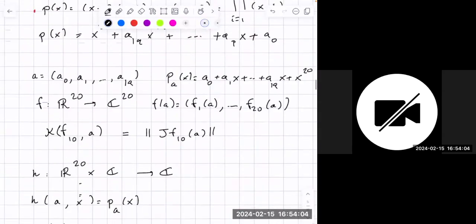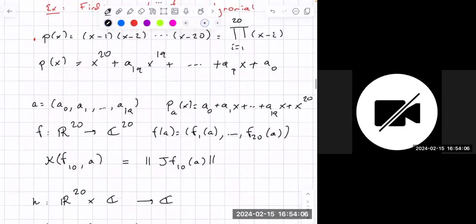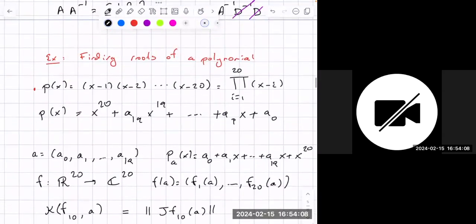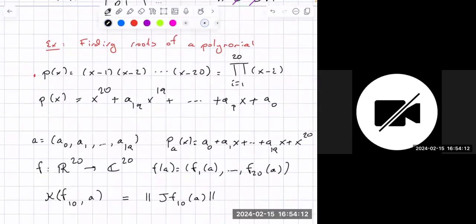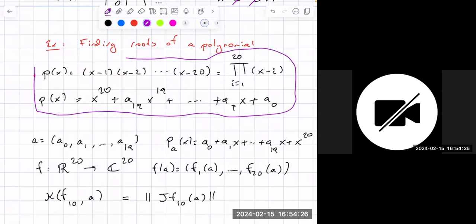Now, let's do an example where we don't know the solution map, but still we will be able to figure out the condition numbers. How are we going to do that? Our example is finding roots of a polynomial. Just as a concrete example, we will do it for any general polynomial with degree 20, but this is a concrete example right here. This is called the Wilkinson polynomial.